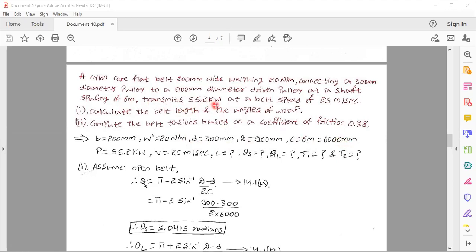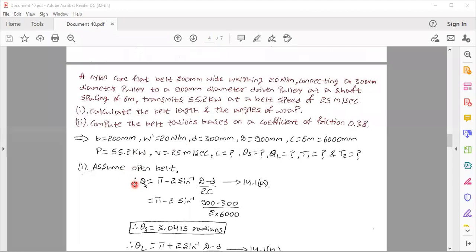Transmits 55.2 kilowatt. The power is given, it is 55.2 kilowatt at a belt speed V of 25 meters per second. First, you are asked to calculate the belt length, that is L, and the angles of wrap, theta s and theta L, the angle of contact for the smaller as well as the larger pulley. Now in this case, which type of belt is not given?